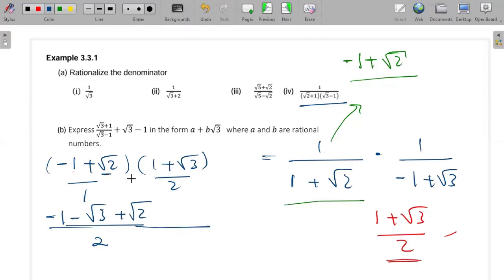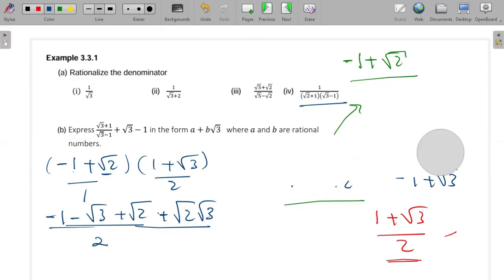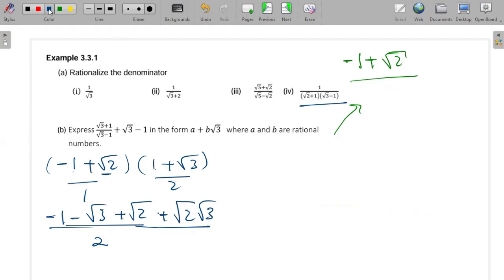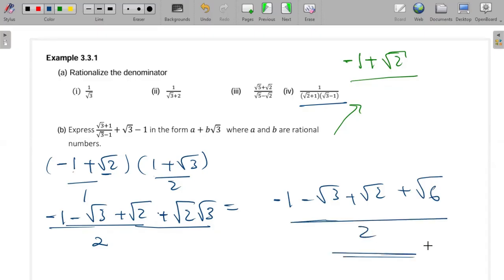Then you have this root 2 multiplied by the root 3, so it will be root 2 multiplied by root 3 there. So this is going to be equal to negative 1, negative root 3, plus root 2, and this here you can write as the square root of 6, then over 2. And just like that, we have rationalized the denominator.